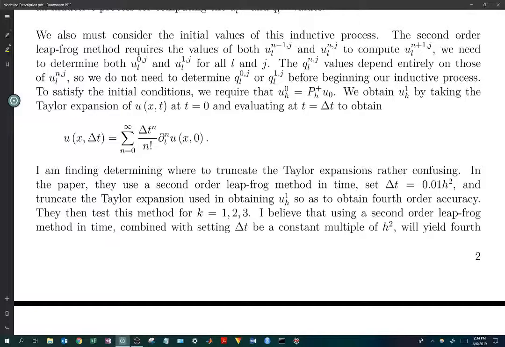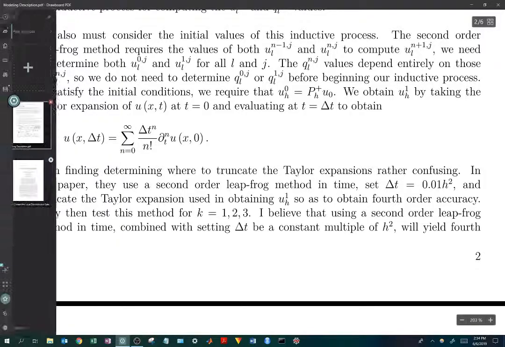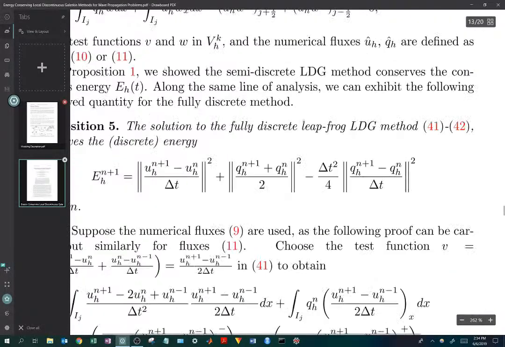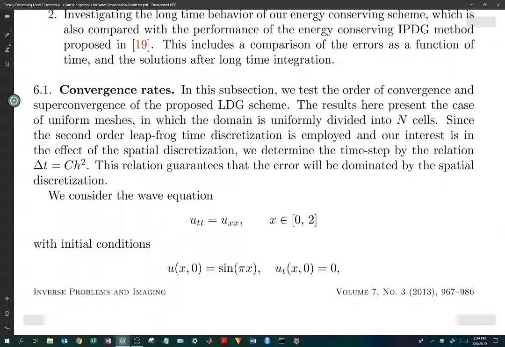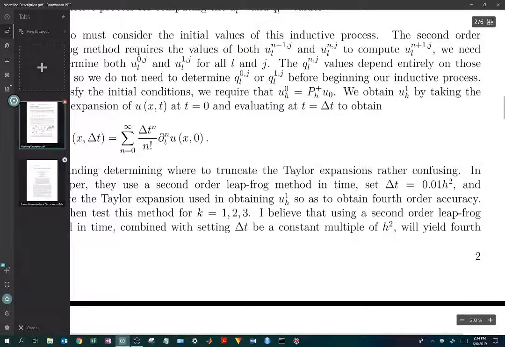But the basic idea is that for the first time point, you can just do the L2 projection. You're given the initial function. The initial condition is that the function u at time 0 is sine of pi times x. So you're given that initial function, and you just project that into the finite element space, and you do that using L2 projection, which means that you find a function.